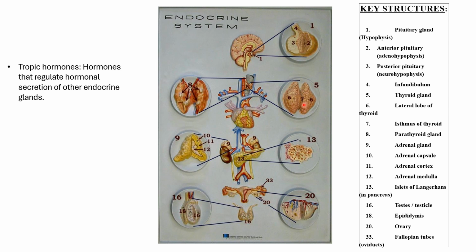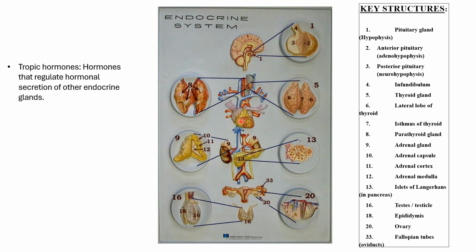On the posterior surface of the thyroid gland, we have parathyroid glands. These are labeled number 8 over here. You can see here, these parathyroid glands are embedded in the posterior surface of the lateral lobes of the thyroid gland. They are usually 4 to 8 in number. These whitish dots you can see are parathyroid glands.